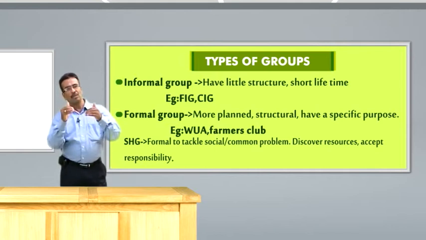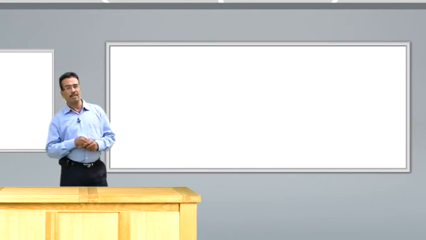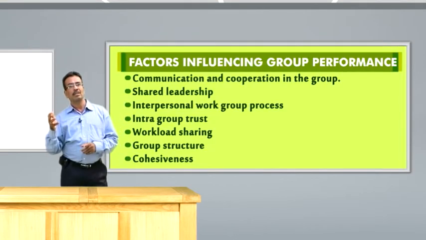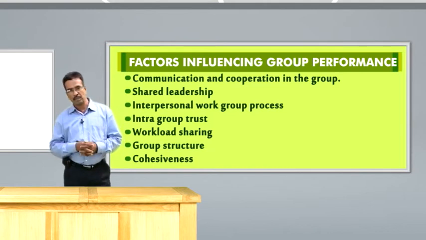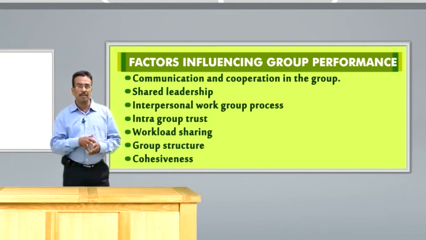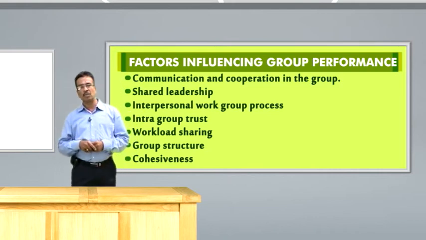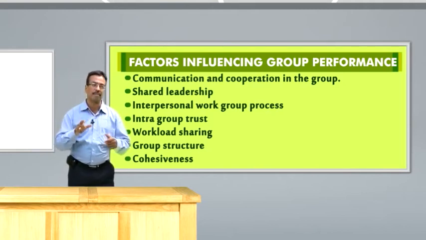Once you know about the different types of groups, you must know what factors influence group performance. When we say the group is successful, it has to perform. What are these? Communication and cooperation. All the group members have to communicate and cooperate for the common venture. And shared leadership: the leader takes full responsibility along with the members and followers to do most of the activities. Interpersonal work group process, intra-group trust, mutual trust, is another important thing required for the group members.